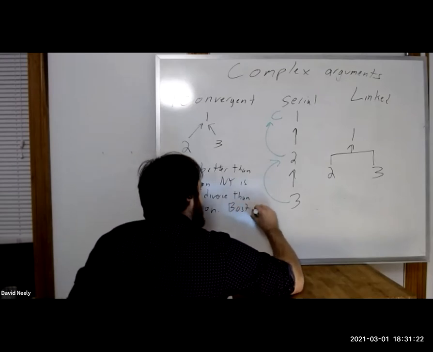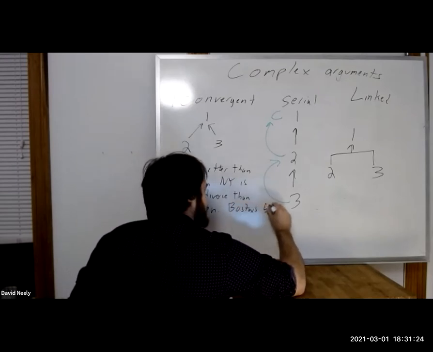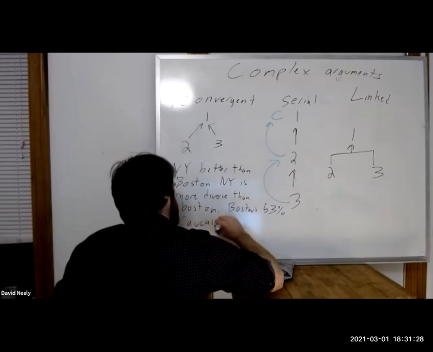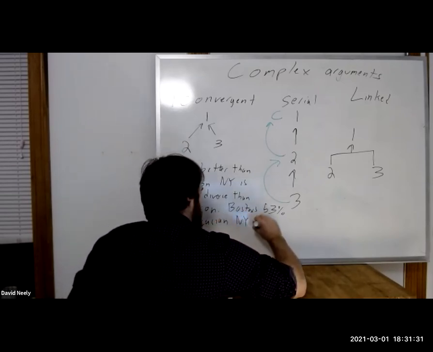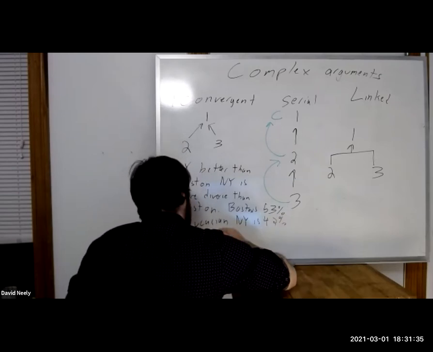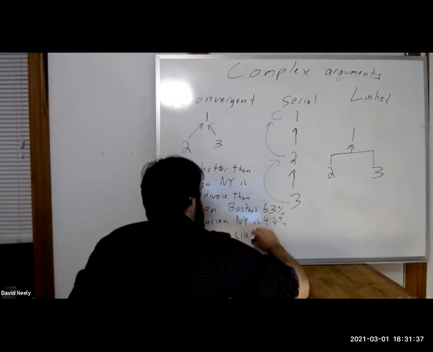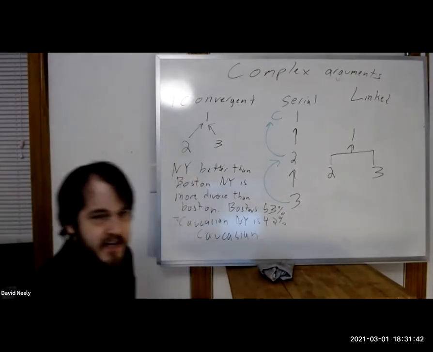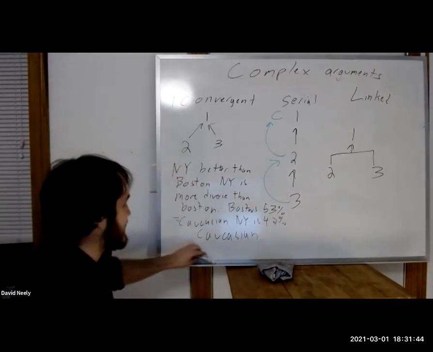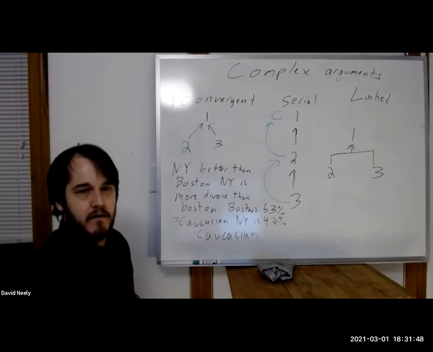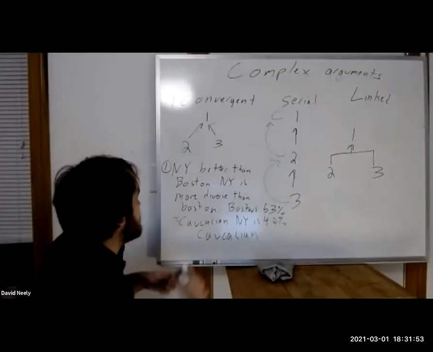Boston is 53% Caucasian. New York is 42% Caucasian. So think about these three sentences. Which of these is the conclusion? Which of these is the thing someone is trying to get another person to believe at the end of the day? The first one. New York is better than Boston. Yep, number 1. New York is better than Boston.